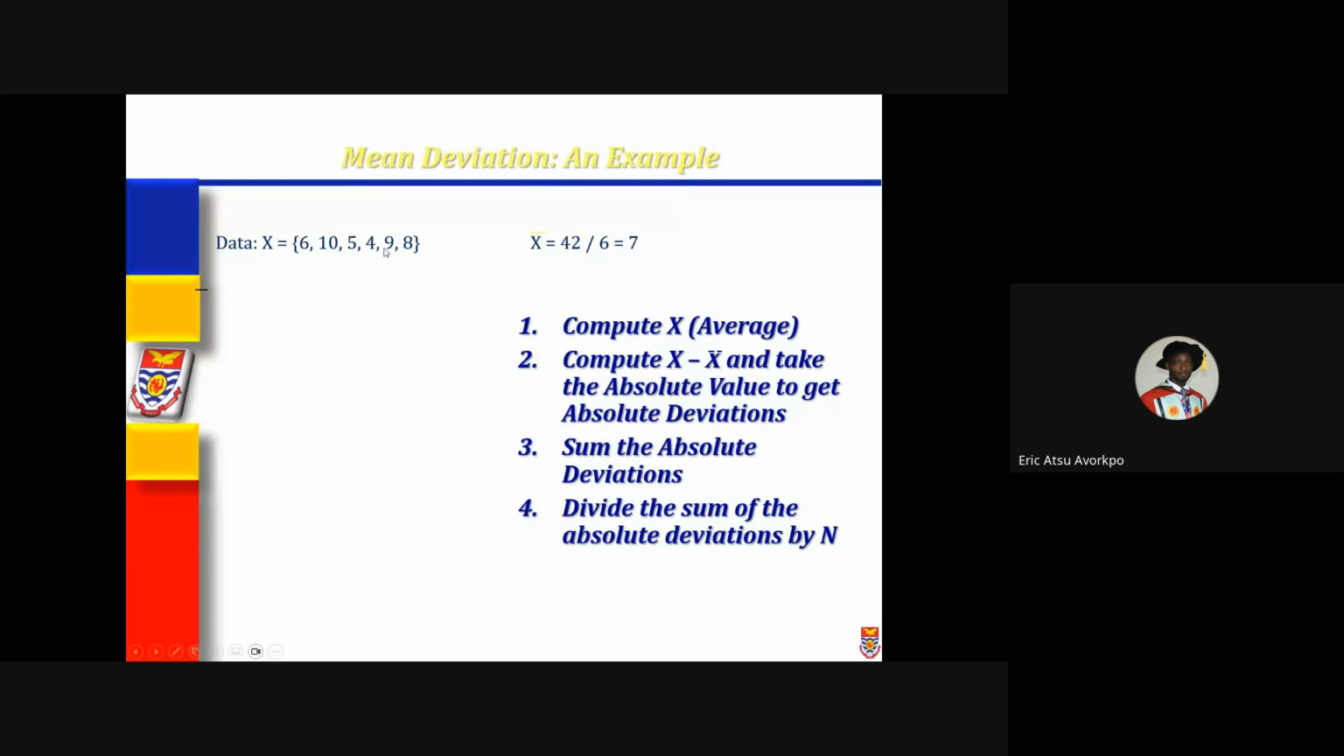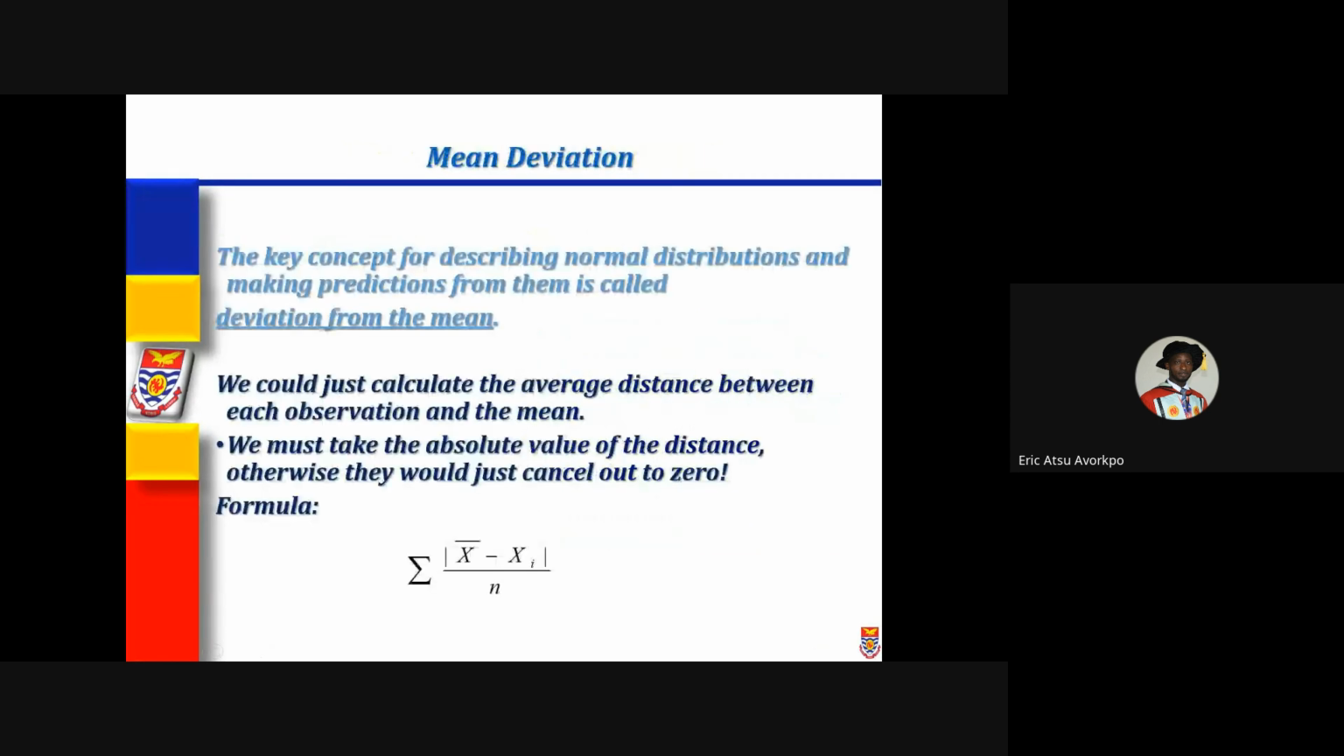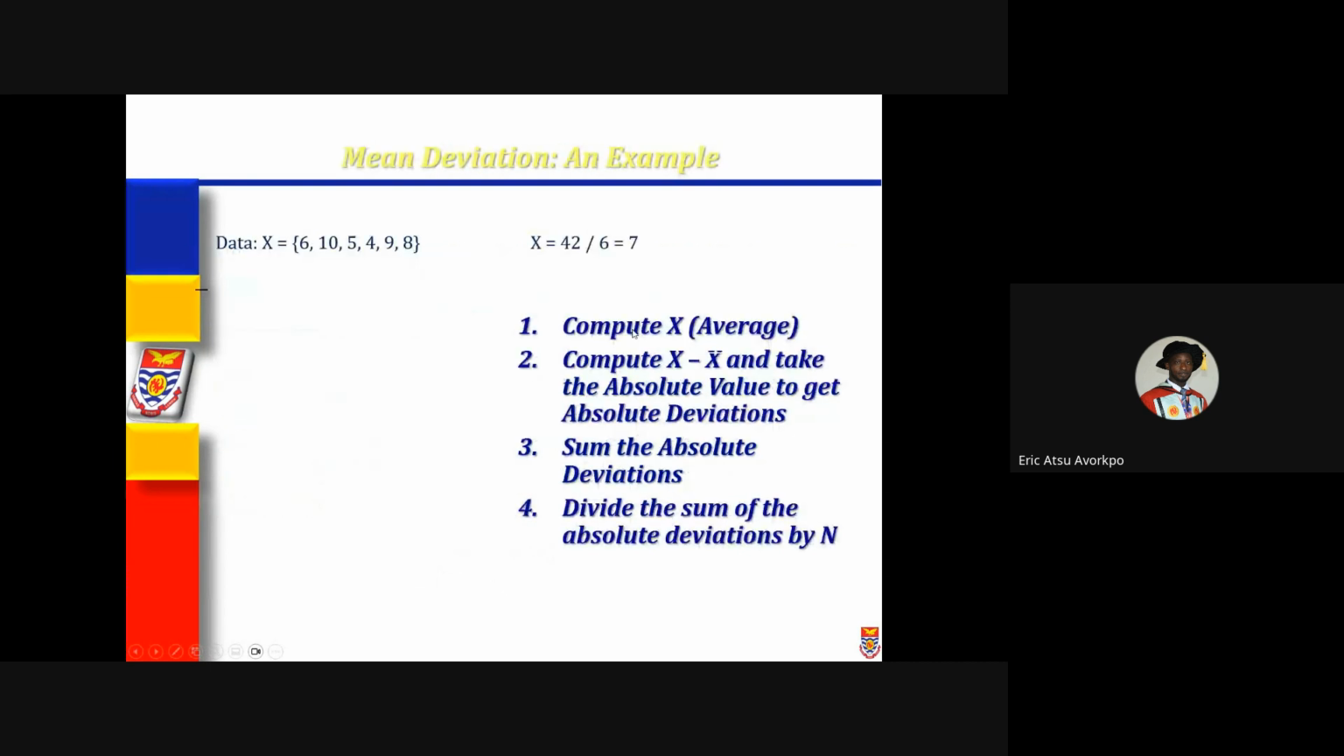No, that's 34. 34 plus 8, that will be 42. If you divide this 42 by 6, which is the number of elements, right? 1, 2, 3, 4, 5, 6. You would have gotten an average value of what? 7, right? So the mean deviation, if you look at the formula once more, it is the mean minus each of the observations, divided by n.